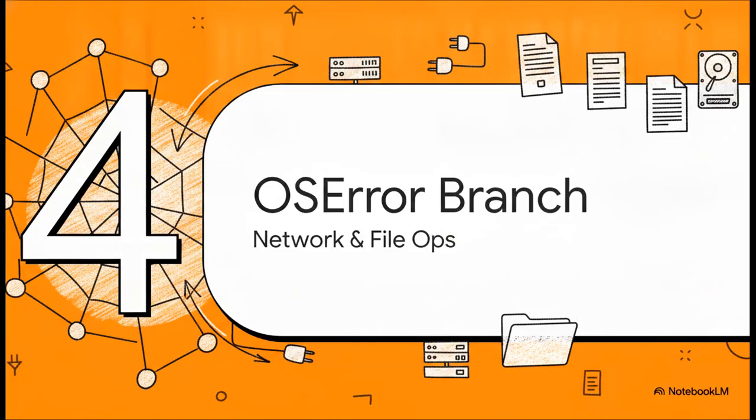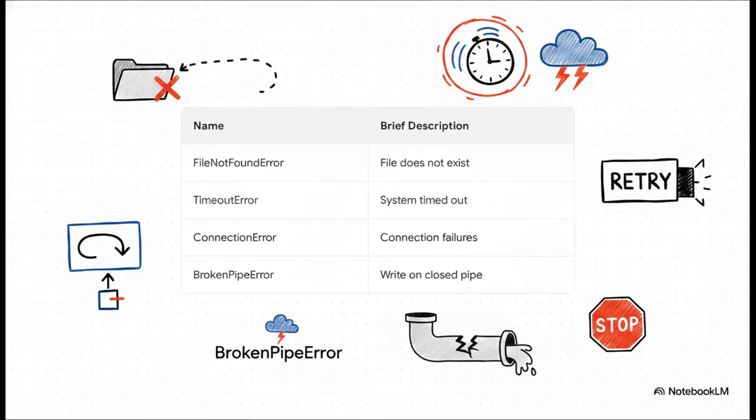Let's shift gears to Section 4, the OSError branch. This OSError branch is basically your command center for system-level and I/O-related failures. We're talking about your file not found error, timeout error, connection error, broken pipe error, all the fun network stuff. Being able to recognize these specific connection and timeout errors is a real superpower. Why? Because it dictates exactly when you should safely implement bounded retries.